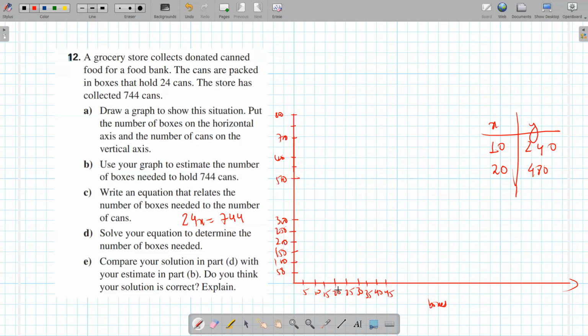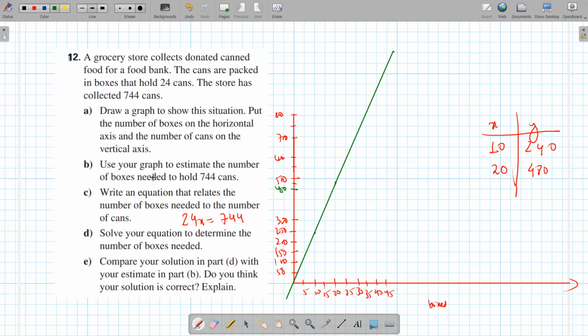So now what are our points? Our first point is 10 and 240, right? So we're just going to graph it here. 10 and 240 is going to be just a little bit under 250, somewhere there, okay? The next is 20 and 480. So I know this is 450, so 480 will be a little bit higher than the middle, because right in the middle is going to be 475. So 20 and a little bit higher than 475 right there. You see that? And that's our curve. And that's the answer to part A.